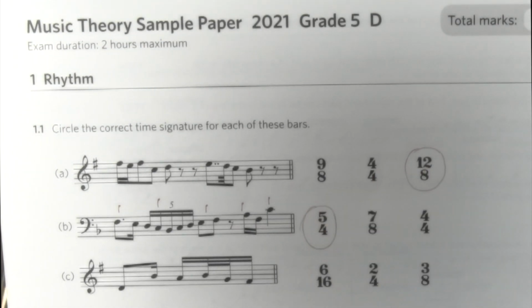5/4. That's the answer. It can't be 7/8 because this is an odd number, which means that we can't. In this case we have 10 quavers, and there would be 7. So it can't be, they don't match. And 4/4 means 4 crotchets, so we have 1 extra crotchet here, so it can't be 4/4.